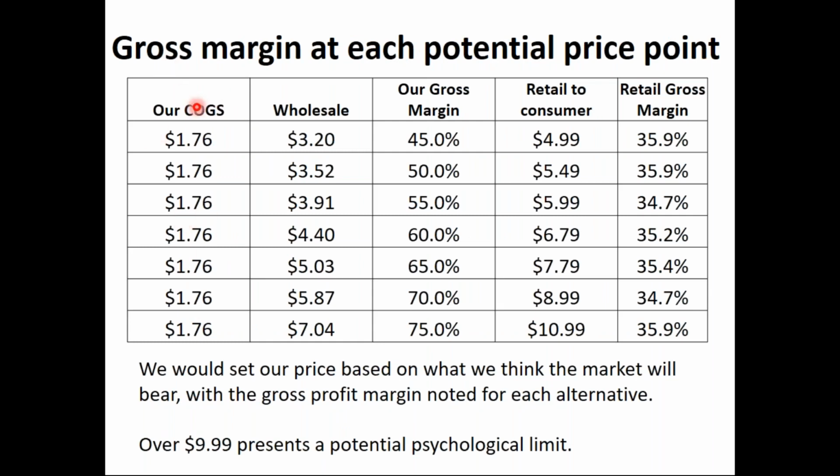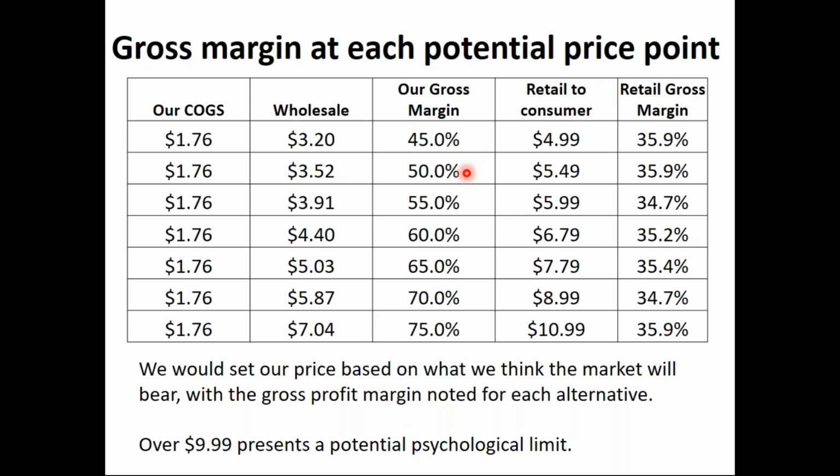So I made a little table here for you. If you were to look at different examples, this is what we could use. Let's say our cost of goods is always constant at $1.76 for our product. If we're going for a gross margin of 45%, our wholesale will be $3.20. Our retail to the consumer, or the retailer's selling price to the consumer, would be $4.99, and they're making around 35%.